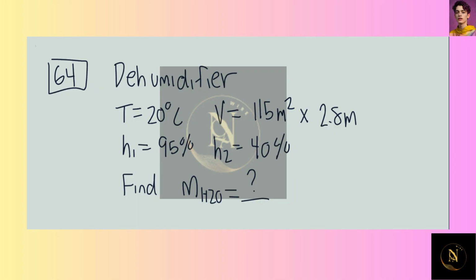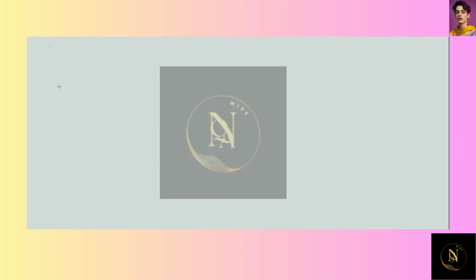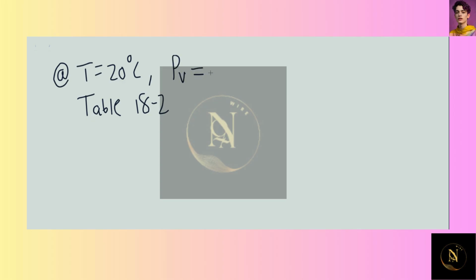Okay, in this problem, we're talking about using a dehumidifier to reduce the vapor pressure to reduce the relative humidity from 95% to 40%, which is a lot more reasonable in a house. So if we assume a temperature of 20 degrees Celsius and an entire house of 115 square meters and a height of 2.8 meters, we need to find the total amount of water mass that needs to be removed from this space to get the humidity down.